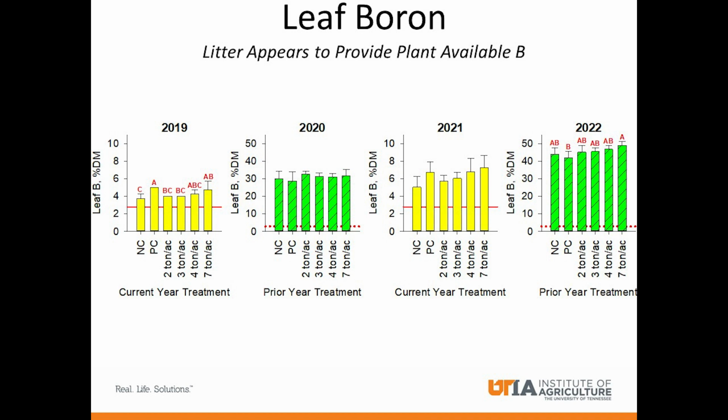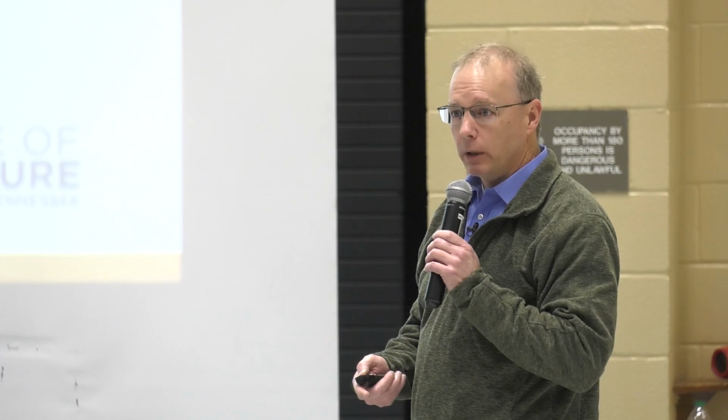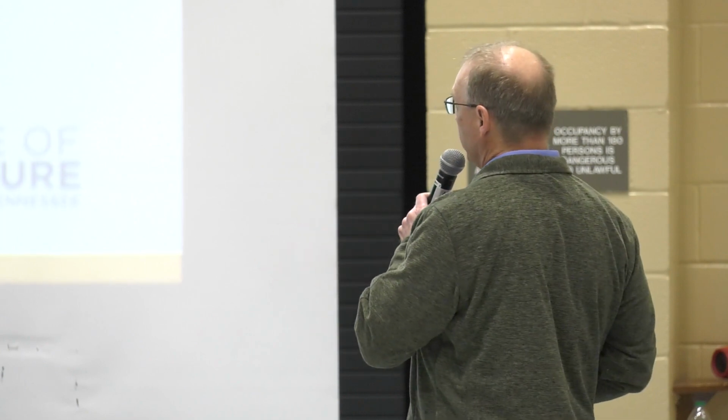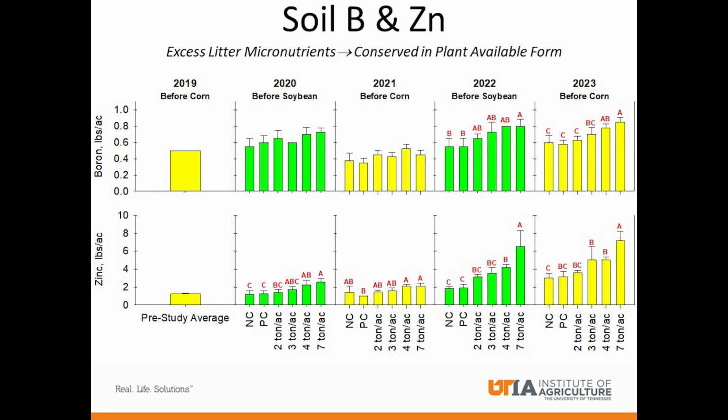So there's another point of value in the litter: it's in the micronutrients, not just in the macronutrients, the nitrogen, phosphorus, potassium, sulfur, but also in the micronutrients like boron. And if we look at the soil boron and zinc concentrations, we can see this a lot more explicitly, right? Remember, we're measuring these with an acid that's mimicking plant availability for these micronutrients, right?